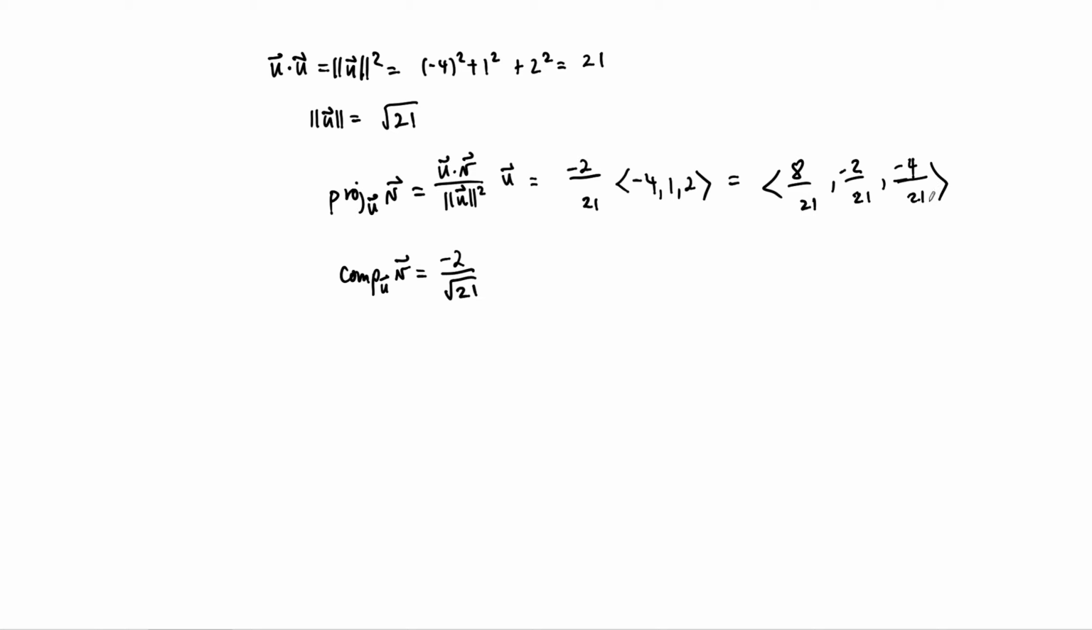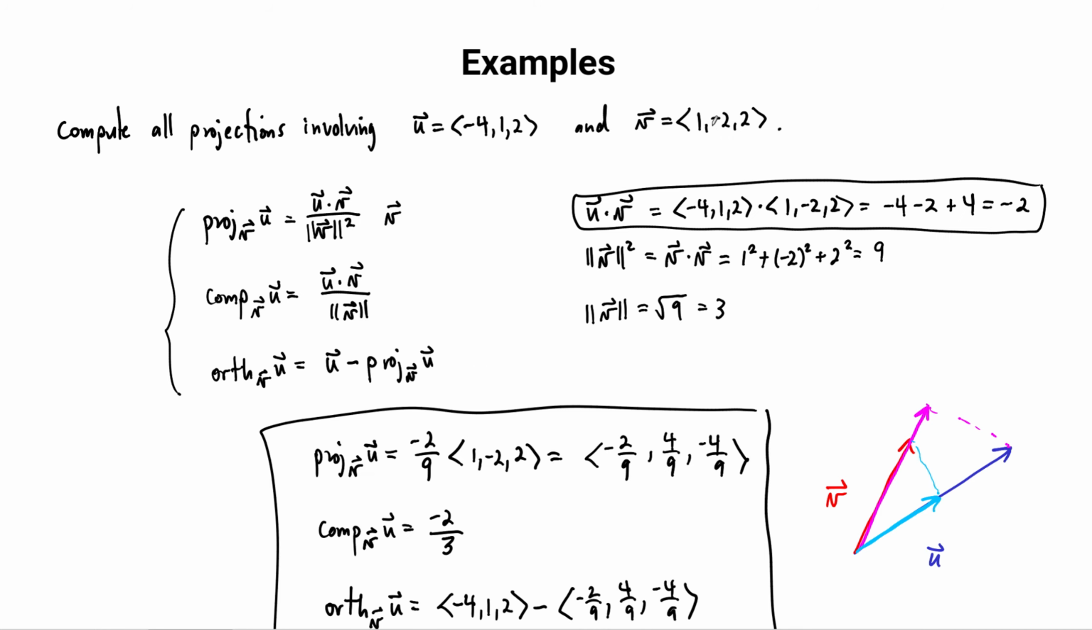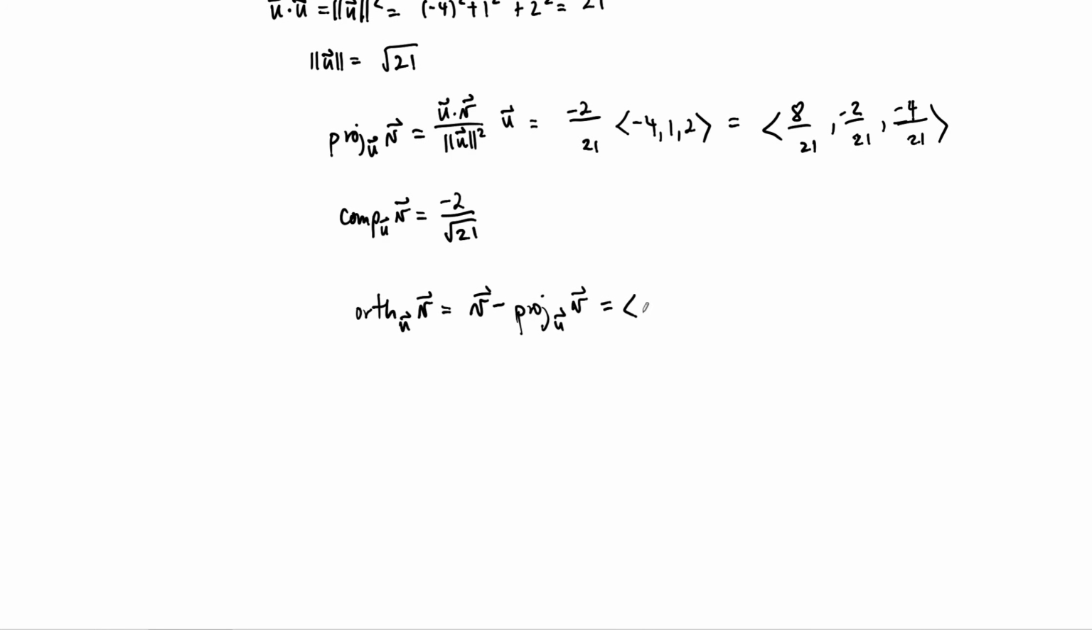Whenever you make a mistake, as long as you catch it before you have to submit it and get graded on it, you're good to go, right? And so the last thing we have to do is compute our orthogonal projection. This is now going to be v minus the projection onto u of v. Remember our vector v, scroll up if we forget, is 1, -2, 2. And we need to subtract this projection vector. So that's 8 over 21, -2 over 21, -4 over 21.